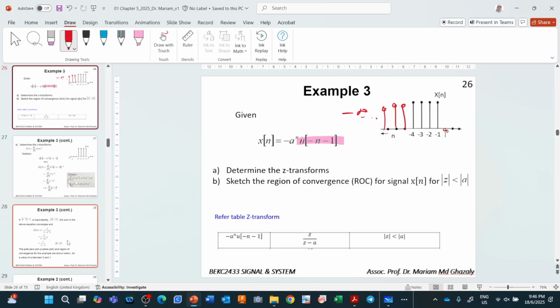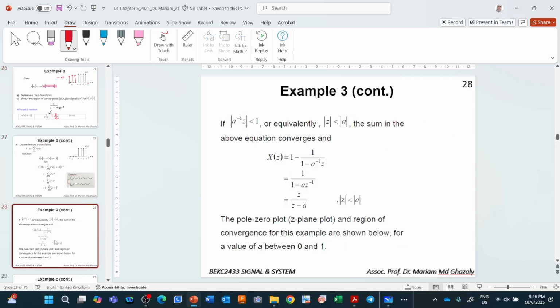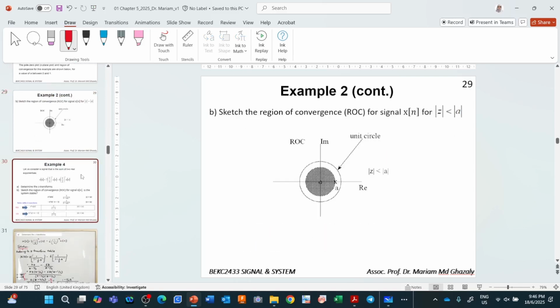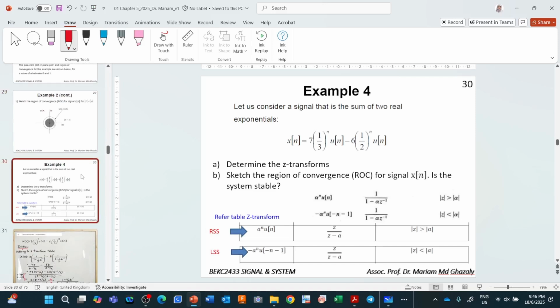Okay. If you look at this, actually this equation is also written as 1 over 1 minus A inverse Z, same thing as the right-sided. Why does it become like this? You divide both by Z over Z, so you get 1 over 1 minus A over Z. Okay? So we stop here because I look at your faces, it's like you cannot take it anymore. So what we are going to do tomorrow is this example directly.